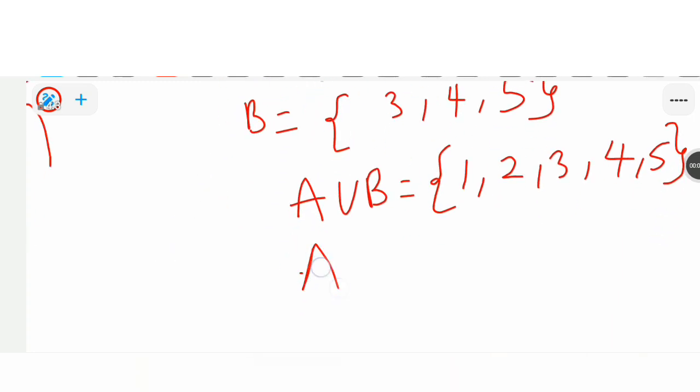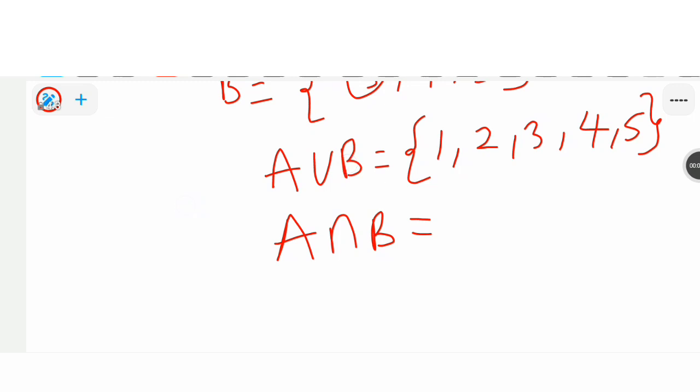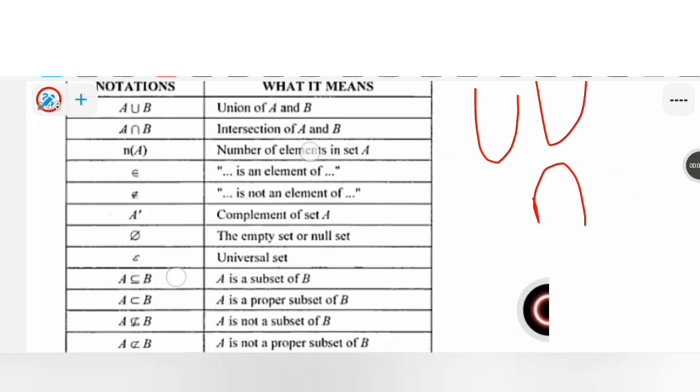Then A intersection B means what they have in common. Check the two sets. Check what is here, and check what is also here. What is here should be here at the same time. If you check that, you see that it's actually 3. 3 is here and 3 is here. So A intersection B will give you 3. So that's how to use intersection and union.